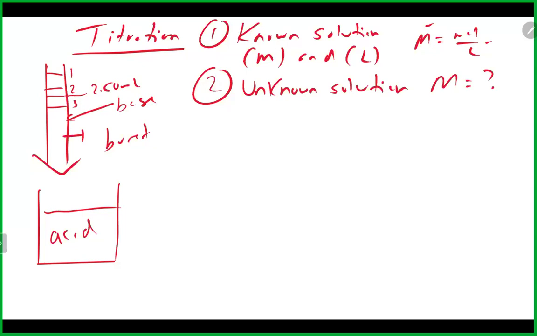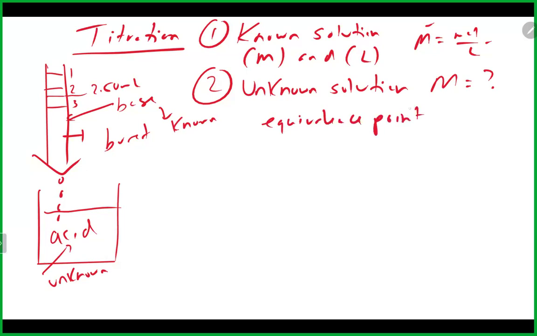So very commonly what happens is we will start adding, and let's just say that the base is our known solution and the acid is our unknown solution. What typically happens is we will slowly add our sodium hydroxide, for example, to our HCl if we were doing that titration. And we will slowly add it until we reach what is known as the equivalence point.